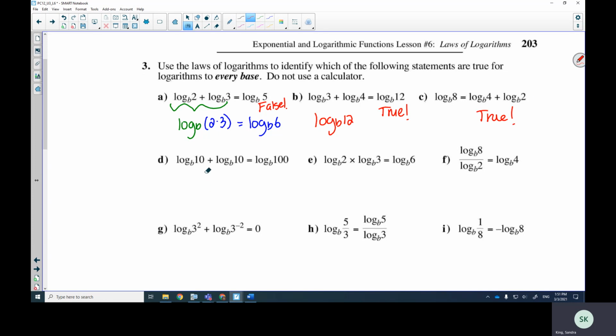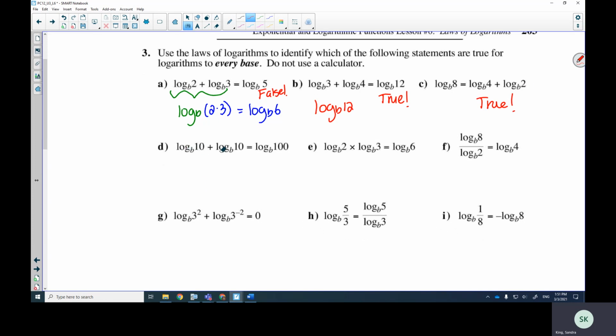Okay, this one right here, log base B of 10 plus log base B of 10. Dane, what would that answer be? Log base B of 100. Log base B of 100, they did it correctly, right? This is the product law, 10 times 10 gives you an argument of 100. So this one's true.